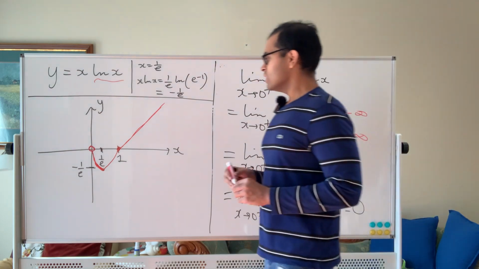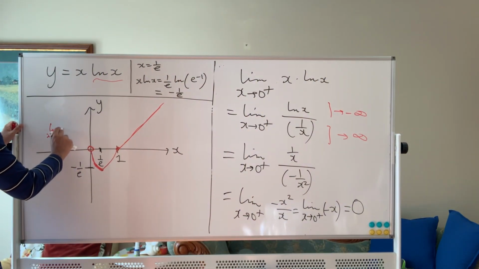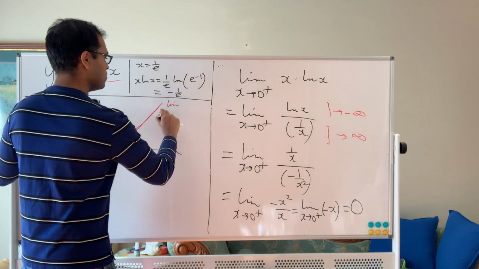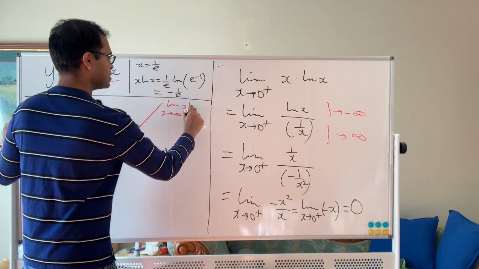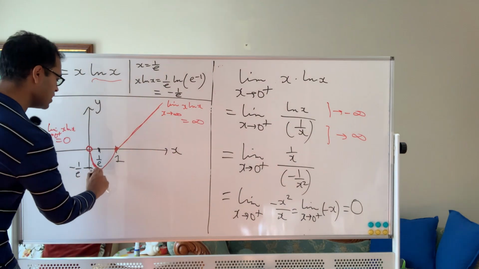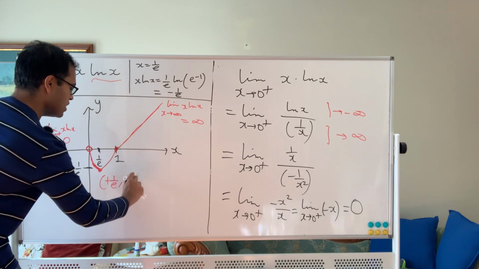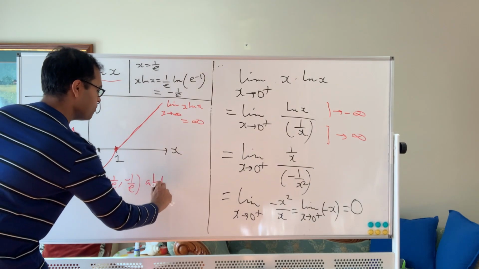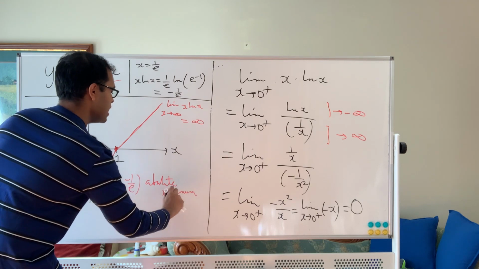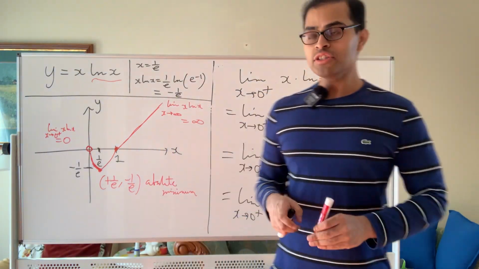Everything's done there. This is telling us that the limit as x goes to 0 plus of x log x is equal to 0. And this is telling us the limit as x goes to infinity of x log x is equal to infinity. So that's the point. And we can say here, at x equals 1 over e, minus 1 over e is an absolute minimum. It's always good to label the critical points on the graph. It's an absolute minimum.